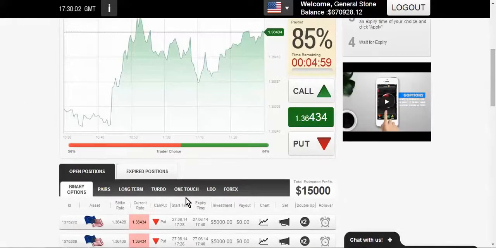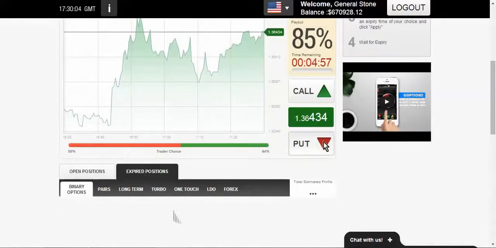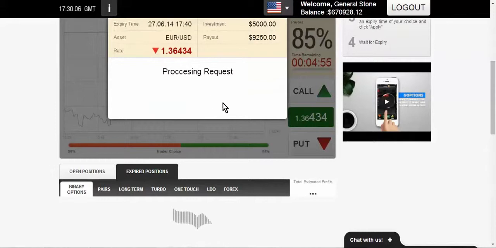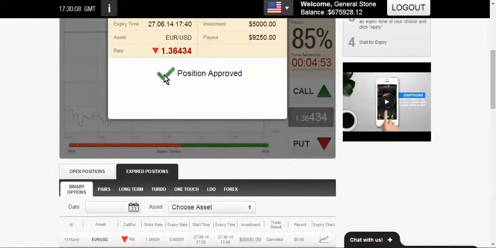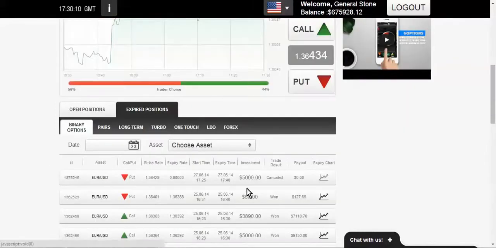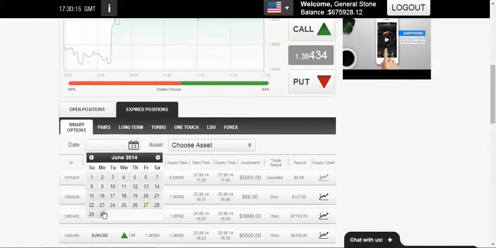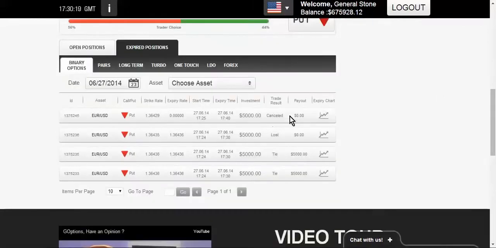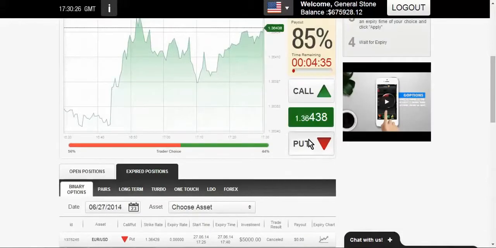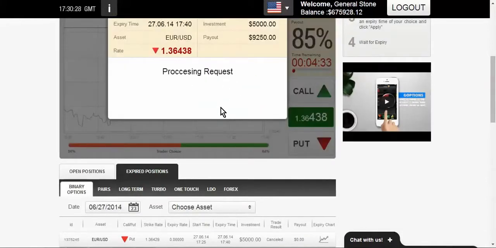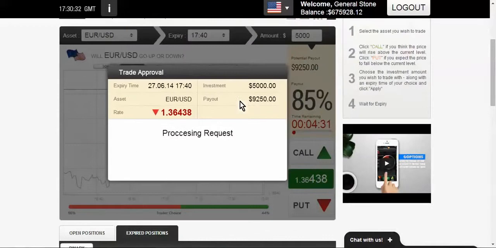And let's see what happened on those expired positions. While that's happening, I'm going to keep attacking this price. 434 I've now got. So the last couple of positions, just waiting for it to refresh itself there. See, today's the 27th. Cancelled, lost, and a tie. So tie and a loss. So I actually ended up losing 5k on that first trade there as the price spiked up in the last moments. But that's not going to put me off my rhythm.